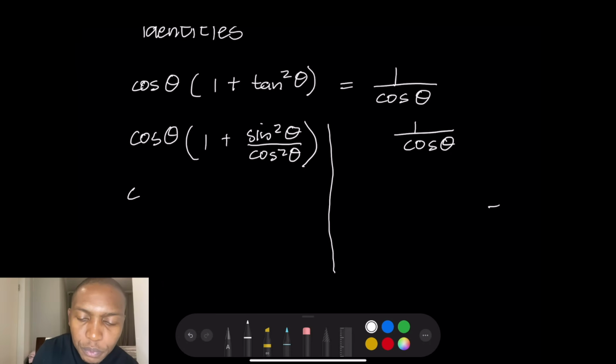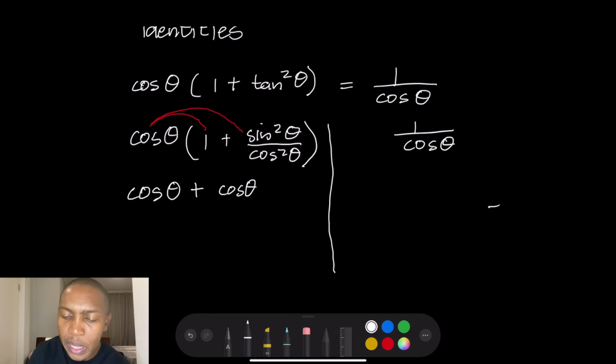So now we're going to try and get rid of any fractions and so on. Okay, so now we're going to have the cos of theta. Now let's try to multiply into that bracket there. So I've got that multiplied by 1, which gives me cos of theta. And I'm going to say cos of theta multiplied by that entire fraction. So this would be plus, let me just show it fully. That would be cos of theta multiplied by sine squared of theta over cos squared of theta.